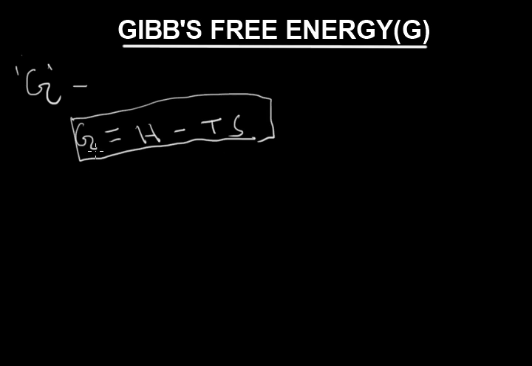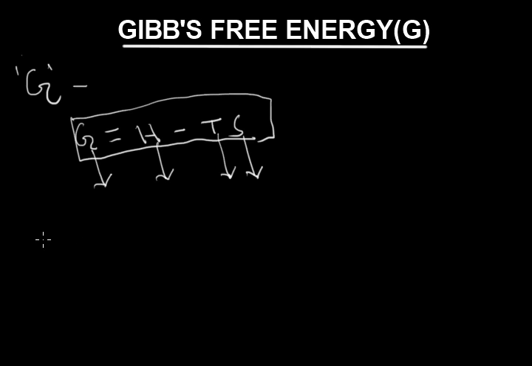What is G? G is the Gibbs free energy of the system. Mind it, system. This is very important. H is the enthalpy of the system. T is the absolute temperature of the system. S is the entropy of the system. So, Gibbs free energy is the difference of enthalpy and the product of absolute temperature and entropy of the system.